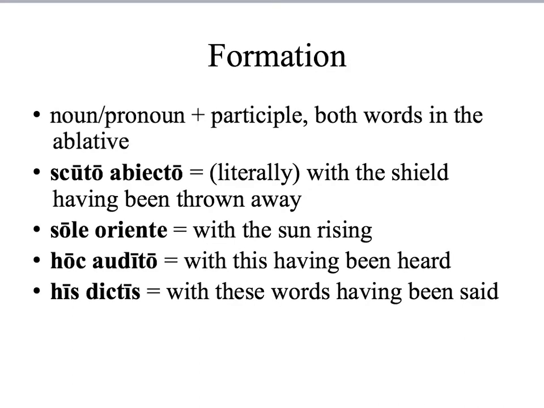To form an ablative absolute, you need a noun or pronoun plus a participle, and both words will be put into the ablative case. Scuto obiecto literally means with the shield having been thrown away. Sole oriente, noun plus participle, this time a present participle: with the sun rising. I could turn sole oriente into a good English translation by saying something like, as the sun was rising, or when the sun was rising. But I'm more concerned right now that you translate literally using the preposition with.